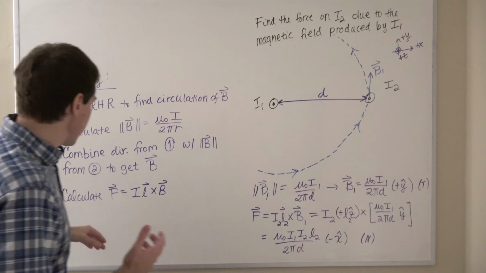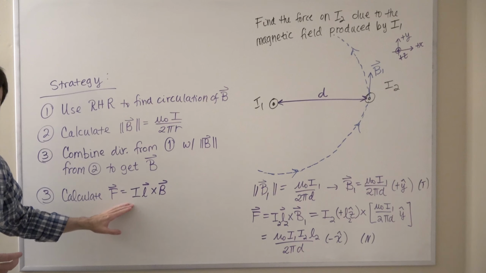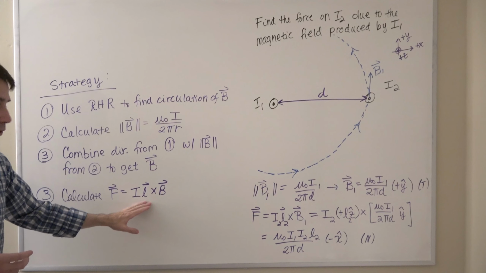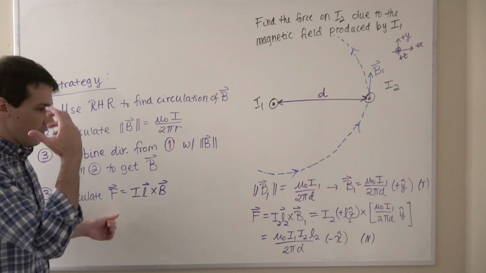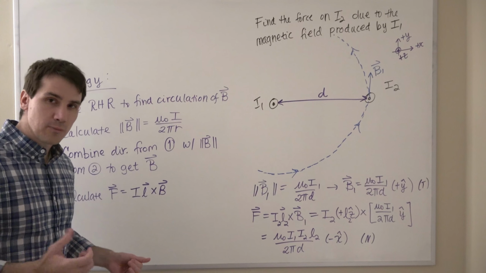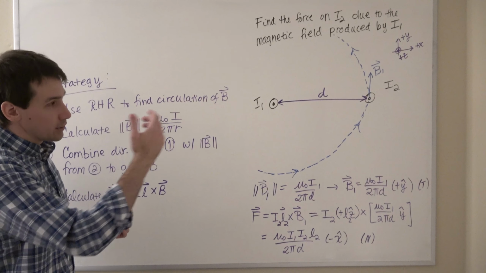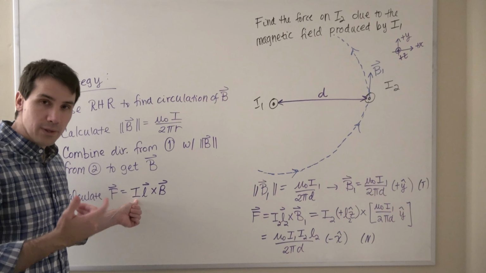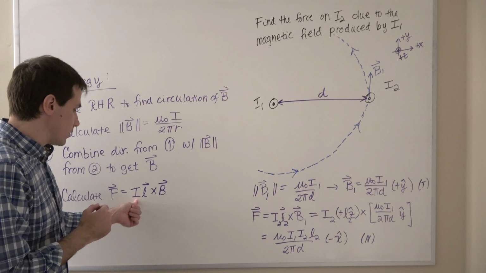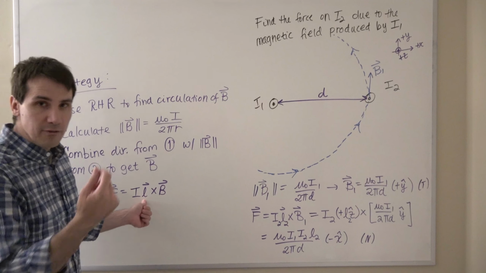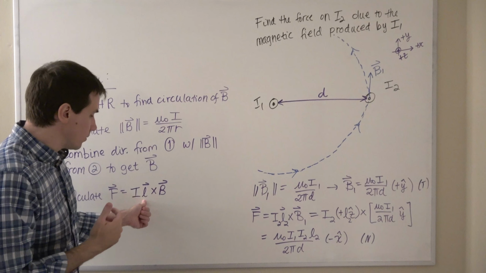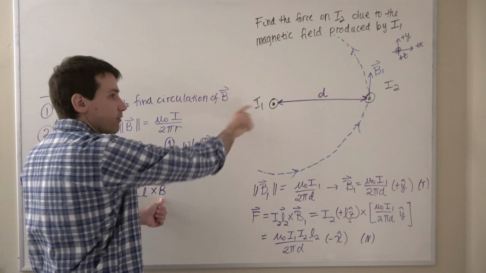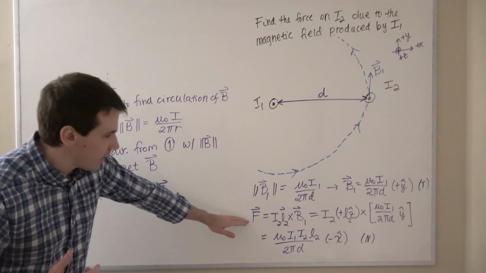I2 then feels a force given by our force equation I L cross B, where, if I'm considering the force on current 2, then I'm looking at the current in my second wire, I2, the length of my second wire, L2, and the magnetic field generated by the first wire, which I would call B1. So I have that written out here.